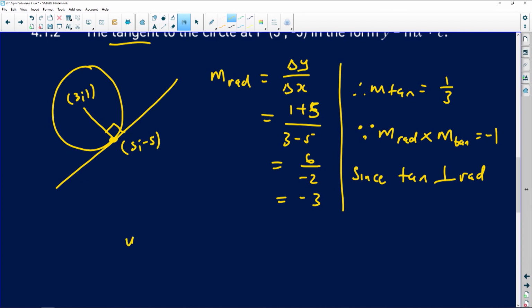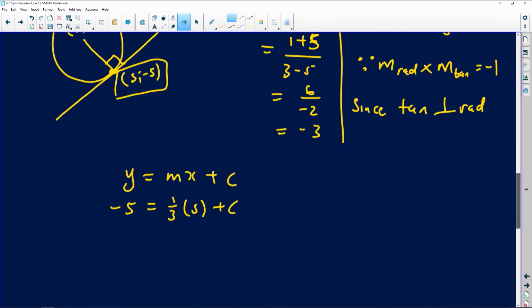And then once you have that, you can use your y equals mx plus c. The point we are taking has to be this one here because that's where the tangent is passing. So I've got minus 5, my gradient is 1 over 3, and then my x value is 5, plus c.